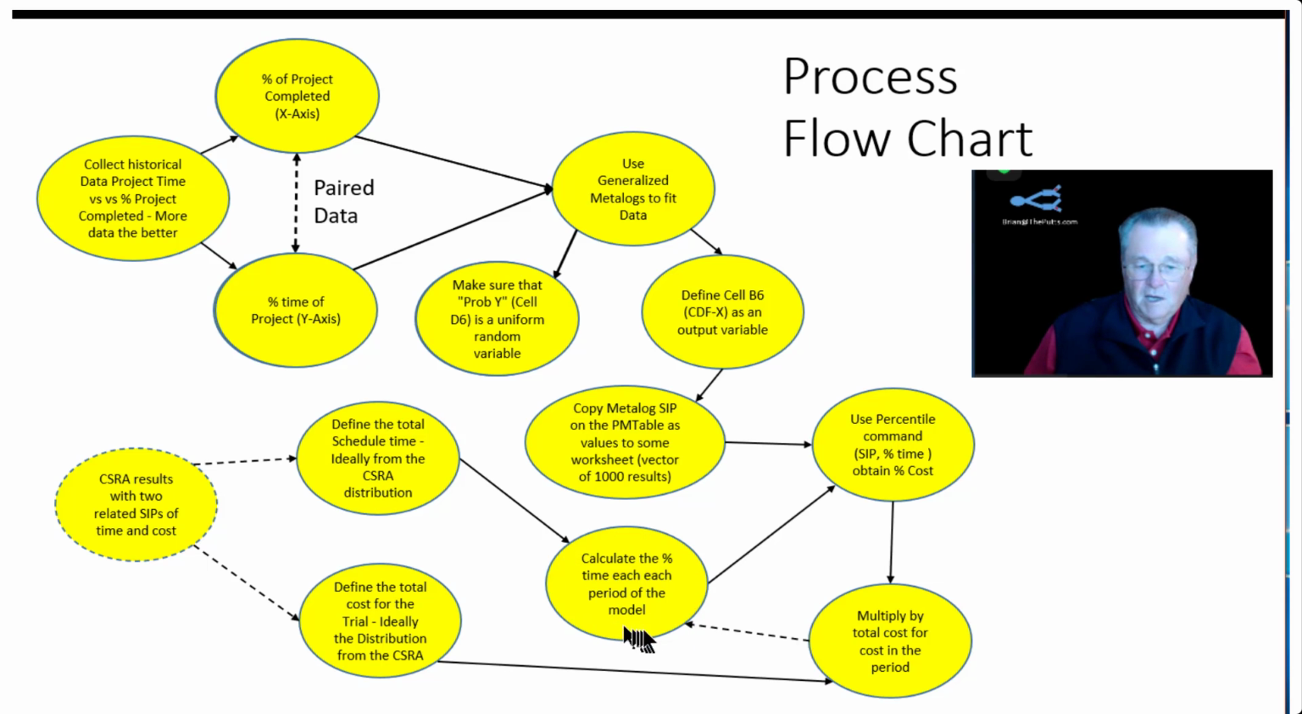We find the percent of time, because we've got a period model, whether that's monthly or annual or quarterly, whatever it might be, and we can calculate this percent of time. And once we have the percentage of cost, we can calculate the total cost in that period, and then we'll repeat that process for each period.